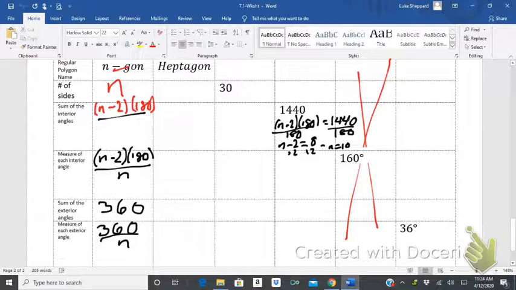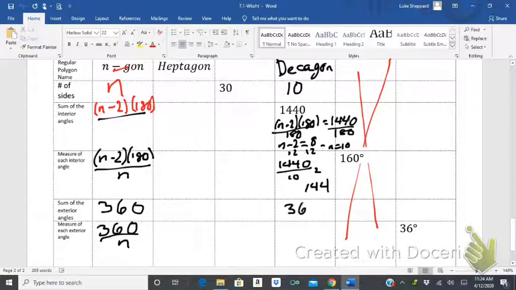So that tells me the number of sides is 10, and this thing is a decagon. Okay? Now if I want to find the measure of each interior angle, I'm going to take the sum of the angles that are inside and divide it by the number of sides, which is 10, and I get 144. If I keep moving down, the sum of the exterior angles is always 360. 360 divided by 10 is 36. Okay? That's how this works.